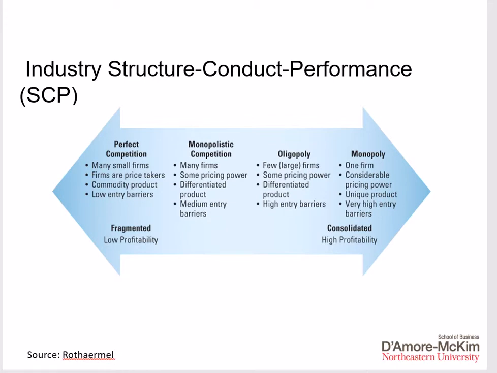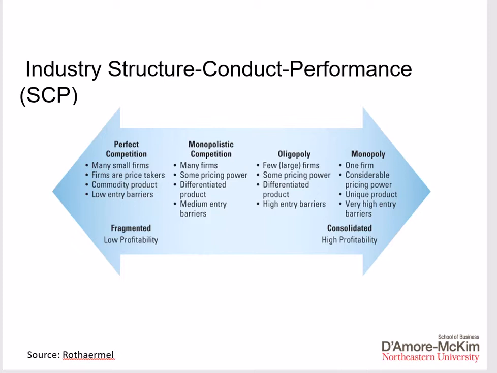The most common structure or framework here is called the SCP, or Structure Conduct Performance Framework. And here you can see along this figure that there are different types of competition, and the types of competition involve the nature and the number of firms. So let's start with the far right. On the far right, you have monopoly. In that case, you have a highly consolidated industry, and that firm has high profitability because you have only one firm in the industry, and that firm has a unique product because it's the only one. There are entry barriers to protect it, therefore the firm has considerable pricing power.